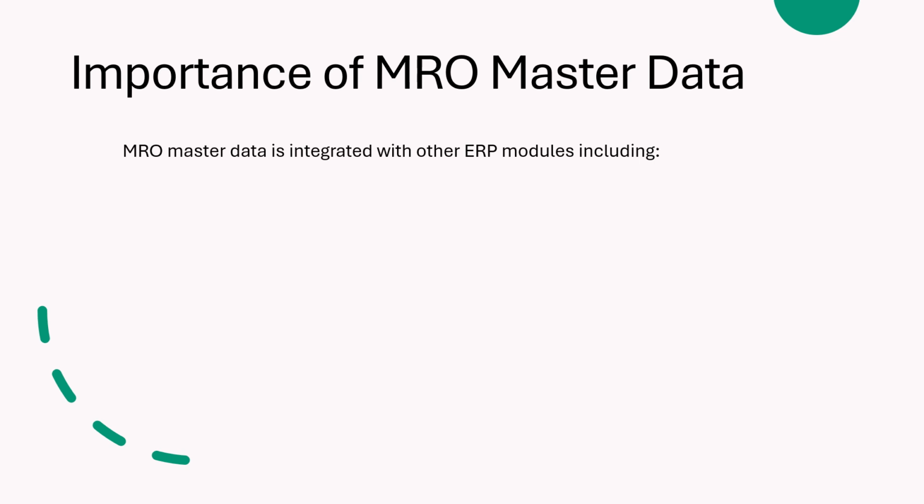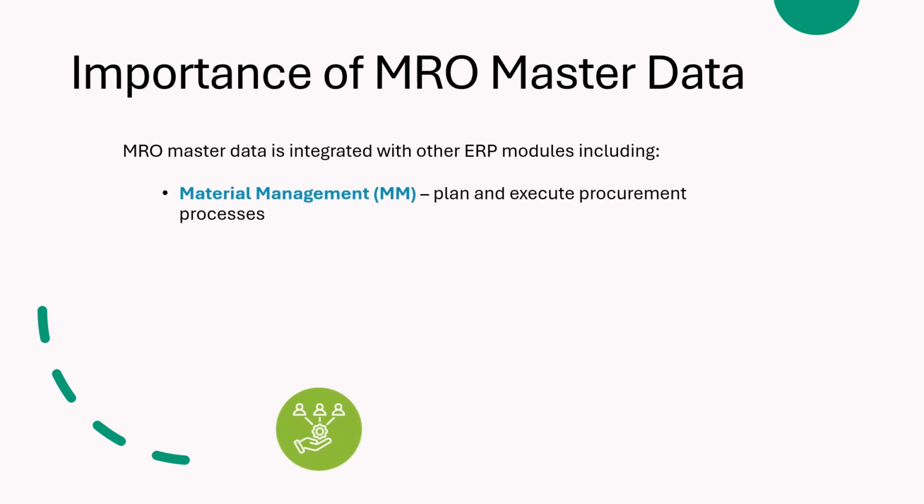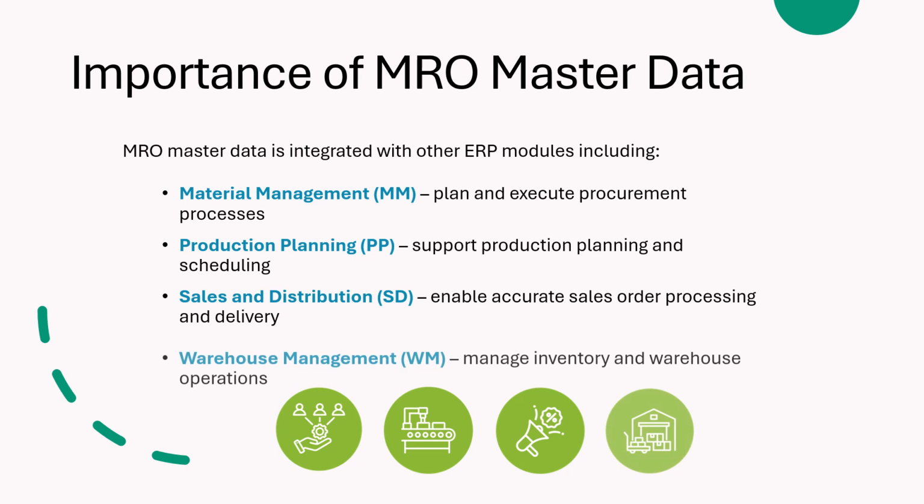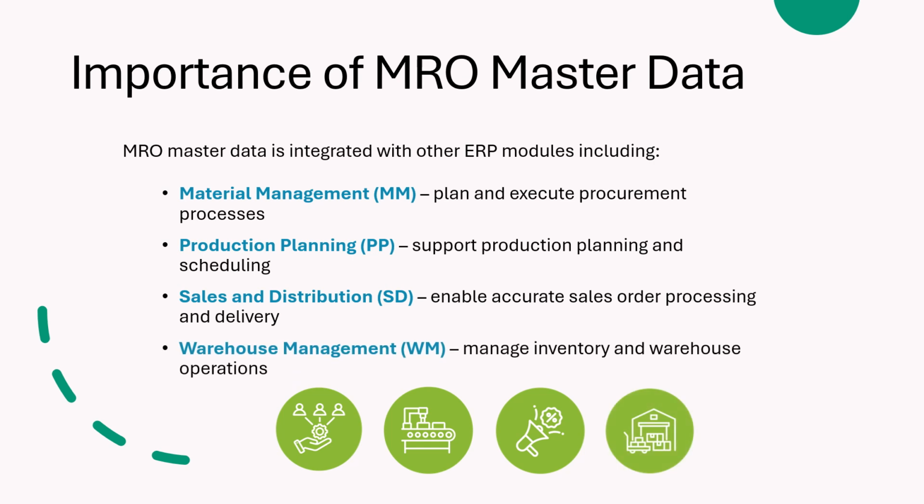MRO Master Data is deeply integrated with other ERP modules such as Material Management, Production Planning, Sales and Distribution, and Warehouse Management. For instance, in the Material Management module, material data is used to plan and execute procurement processes. In the Production Planning module, it supports production planning and scheduling. In the Sales and Distribution module, it enables accurate sales order processing and delivery. And in the Warehouse Management module, it helps manage inventory and warehouse operations.